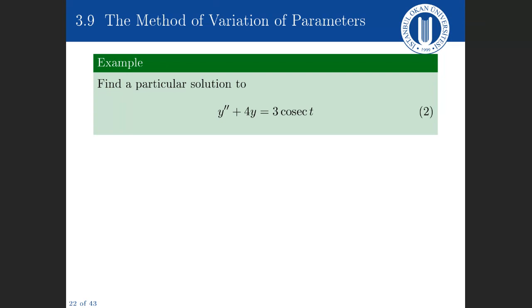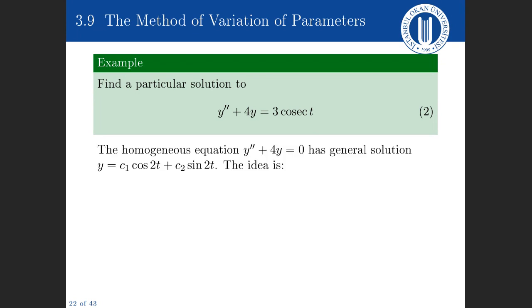For example, find a particular solution to y double prime plus 4y is equal to 3 cosec t. For this problem, we can't use the method of undetermined coefficients because when we differentiate cosec, we don't get cosec. So we need a new method. And the idea goes like this.